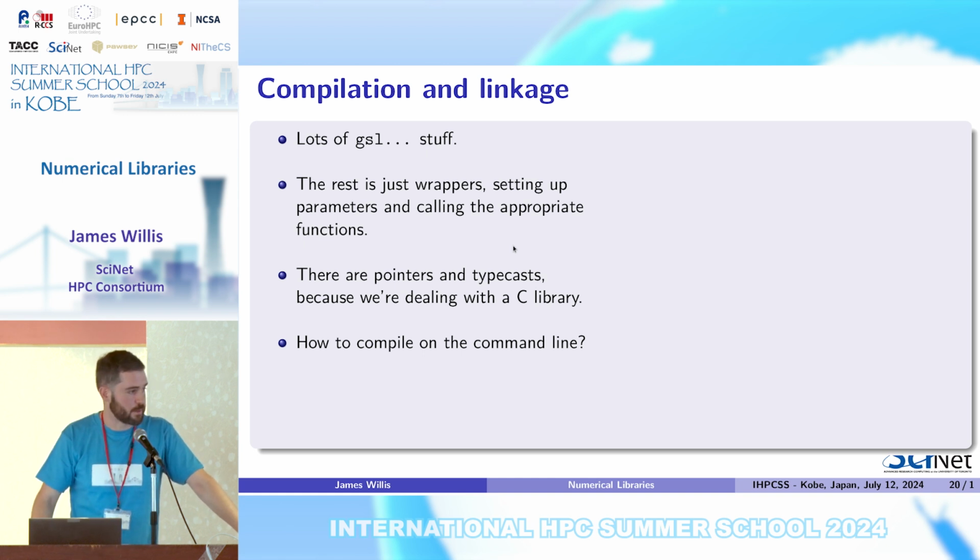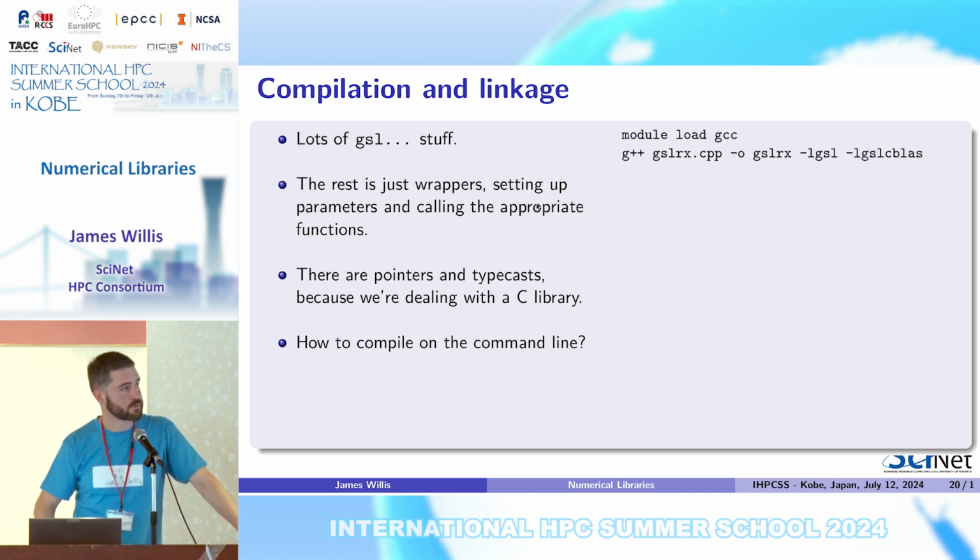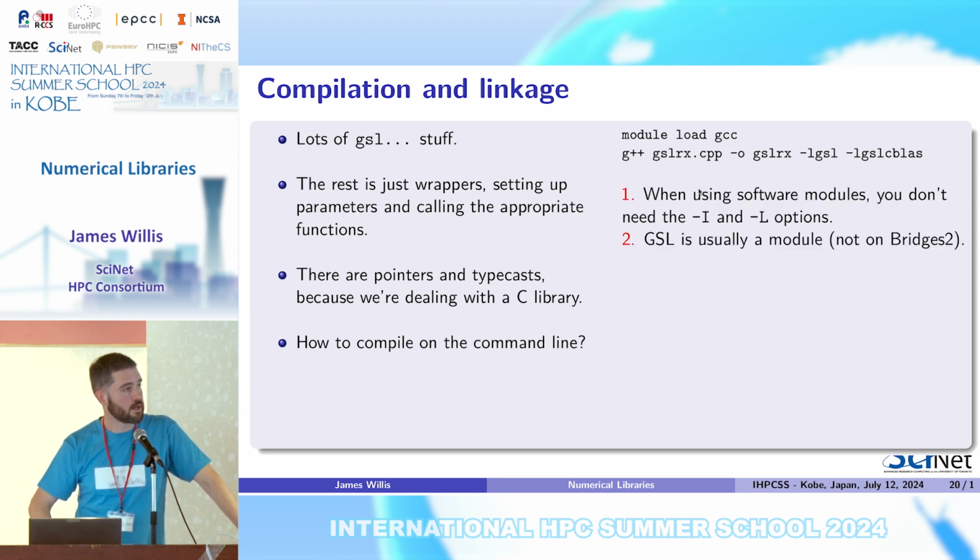So how do we compile this on the command line? So this is on Bridges 2. We'll first load the C compiler, or the C++ compiler. We'll compile our source code, and remember we need to link in the libraries that we're using by giving the names here after the compiled source code. Remember, when you're using software modules, you don't need to specify capital I and capital L flags. Normally, GSL is a module, but on Bridges 2, it's automatically in the environment, so we don't need to load that on Bridges.